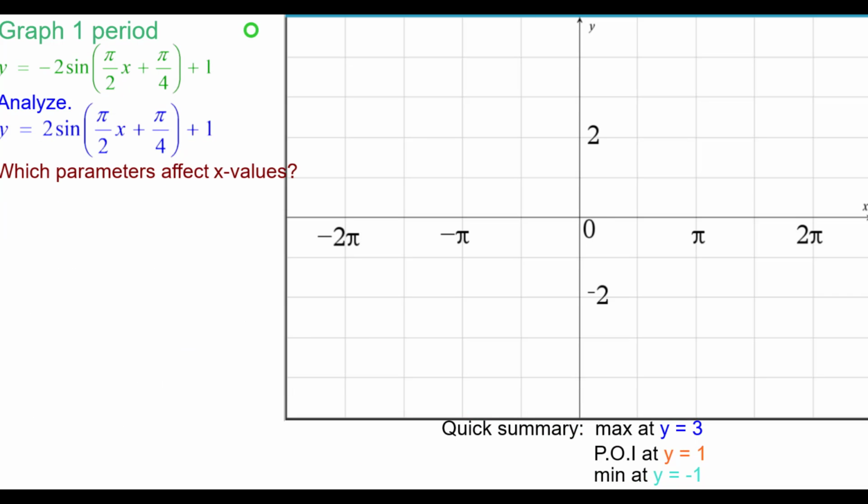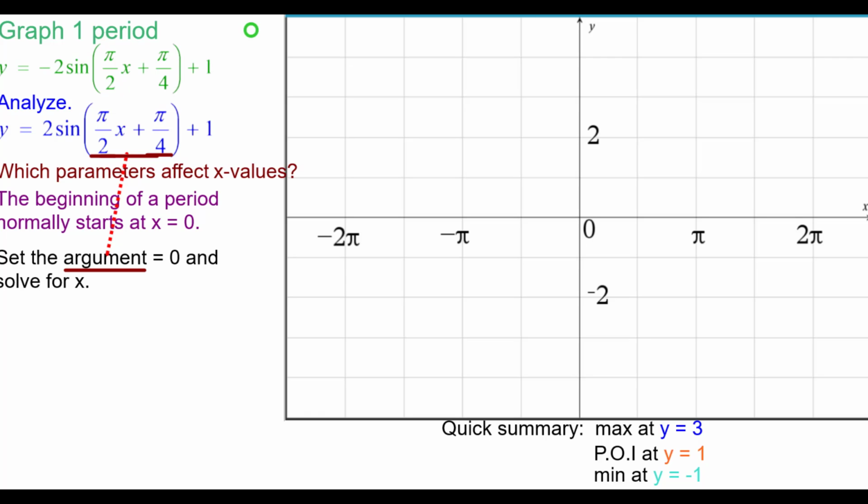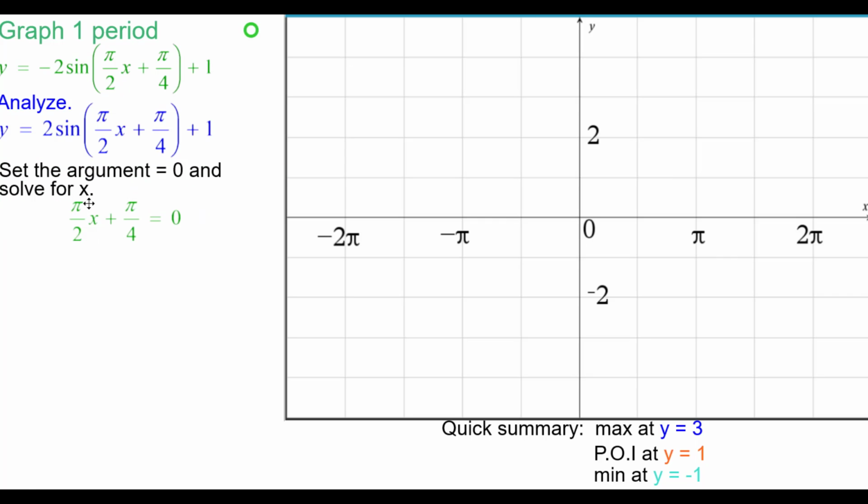Which parameters affect the x values? That would be the pi over 2 times and the plus pi over 4. Recall that the beginning of a period normally starts when the argument is equal to 0, so we're going to set that entire argument equal to 0 and solve for x to see where this one starts. So pi over 2 times x plus pi over 4 is equal to 0. We want to solve that for x. Pause as needed to do that.